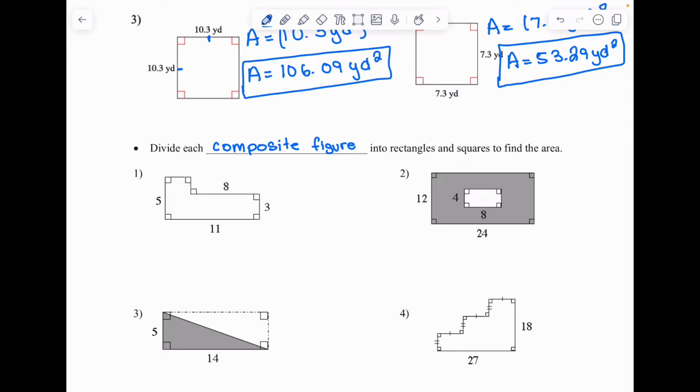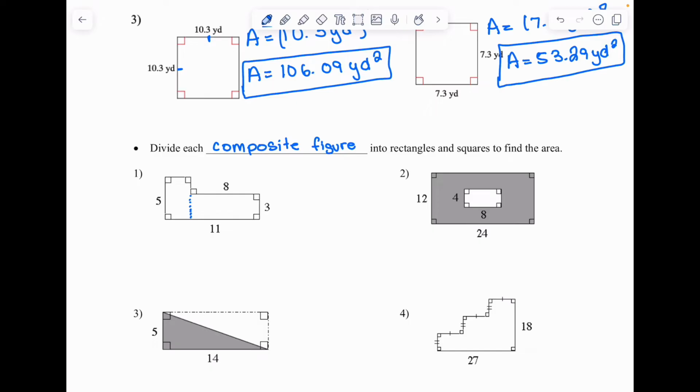For example, if you look at the shape in number 1, if I were to draw an imaginary line right there, notice how I formed 2 rectangles. And a rectangle is a shape that I know how to find the area of. So now I can find the area of those 2 rectangles separately and then add them together to get the area of the entire composite figure.